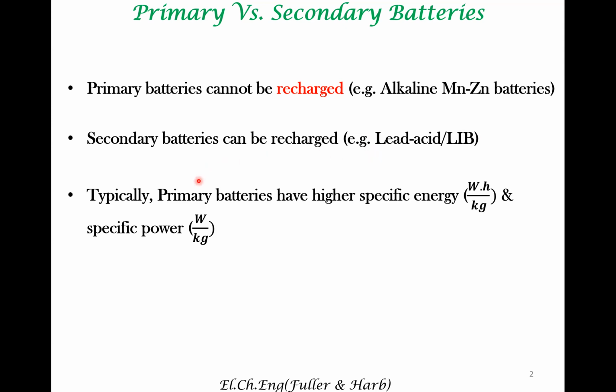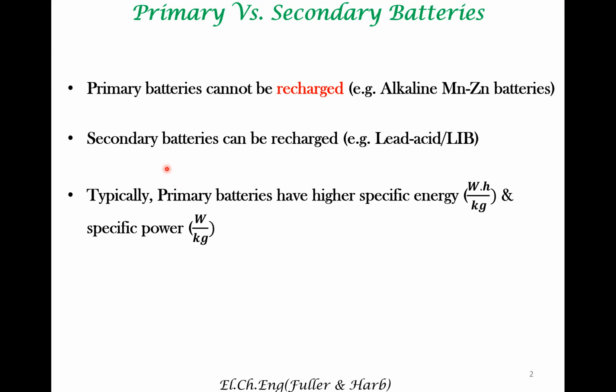Typically, a primary battery has a greater specific energy, that is, the total amount of energy that can be obtained from a battery per unit mass is greater. It also has greater specific power, that is, the amount of power that can be obtained from the battery per unit mass is also higher. There are reasons for this, which we will go into later in the course.